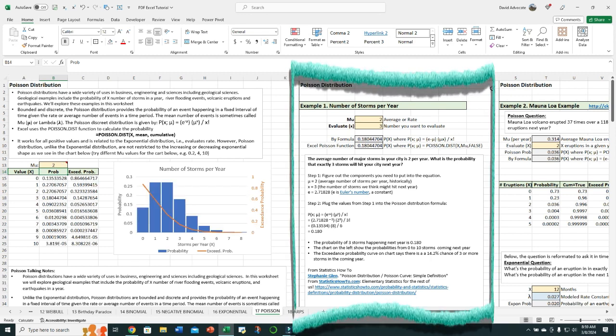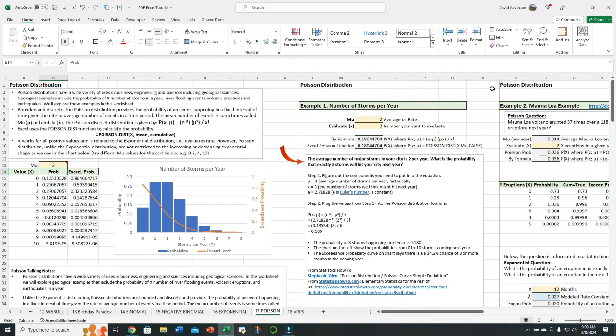Moving on to our first example, we'll look at the number of storms per year. The average number of major storms in your city is 2 per year. What is the probability that exactly 3 storms will hit your city next year? To figure this out, the first thing we need to know is what the average number of storms per year is historically, and it's set to 2.